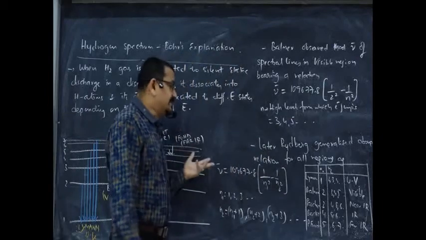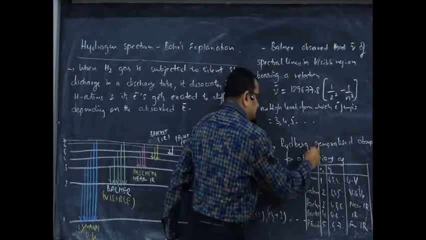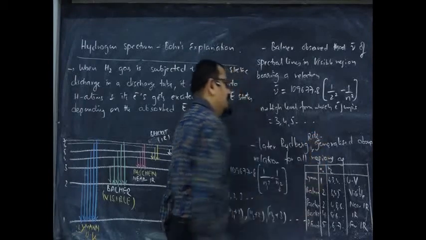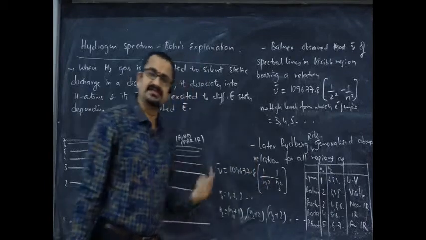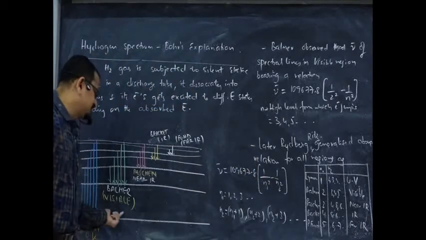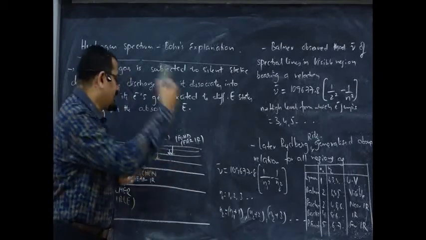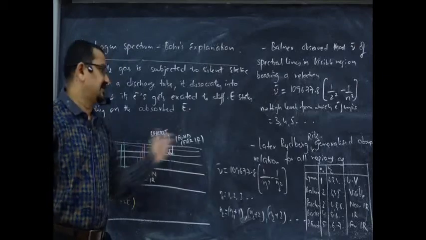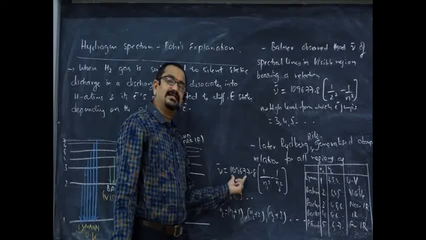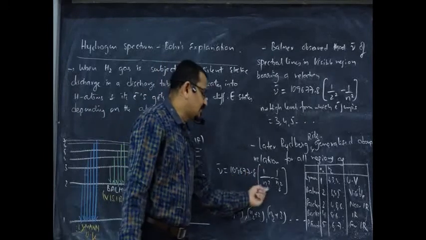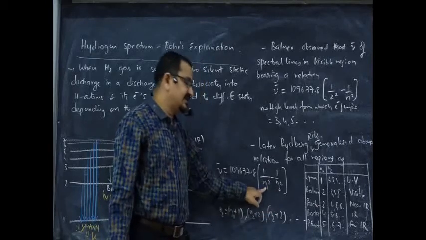Later, Rydberg, in association with Ritz, generalized this expression for all regions, meaning the Lyman series, ultraviolet region, visible region, near IR, far IR, and other higher wavelength regions also, like the Humphrey series. And that expression was given as nu bar equals 109677.8 into (1 by n1 square minus 1 by n2 square), where n1 is the low level.